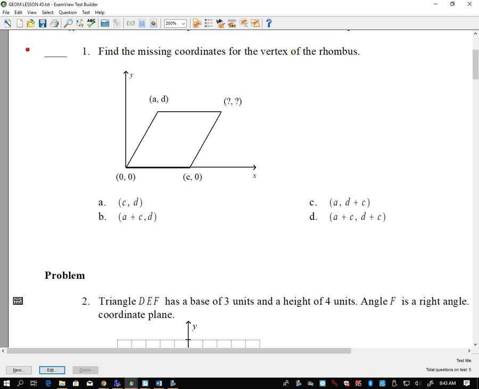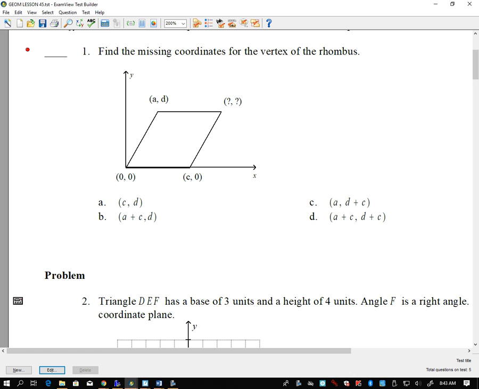Now a rhombus is specific inside of parallelograms, meaning that all four sides are congruent. We know that the diagonals are perpendicular, right? We know a lot of different things. We're not necessarily going to use all of those things here, but we're going to use some of the stuff that we know about parallelograms.